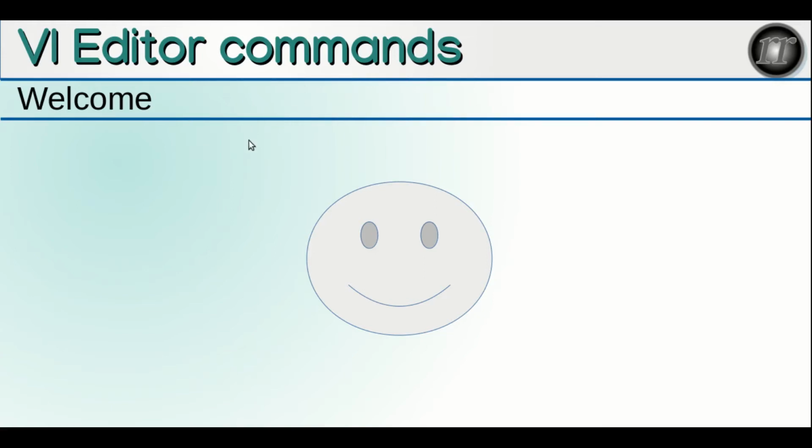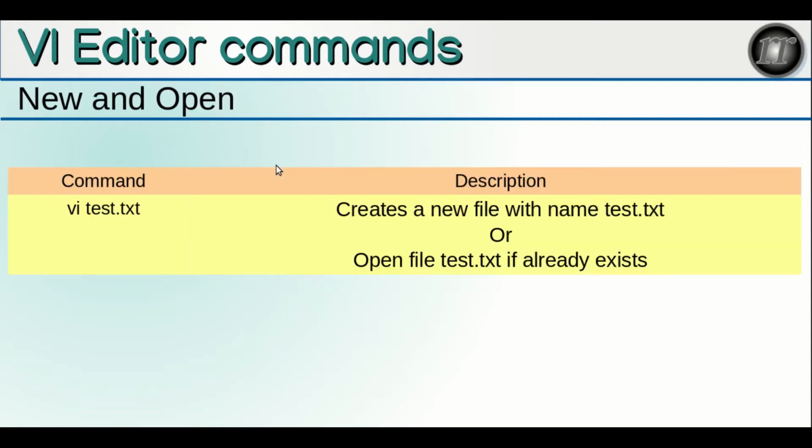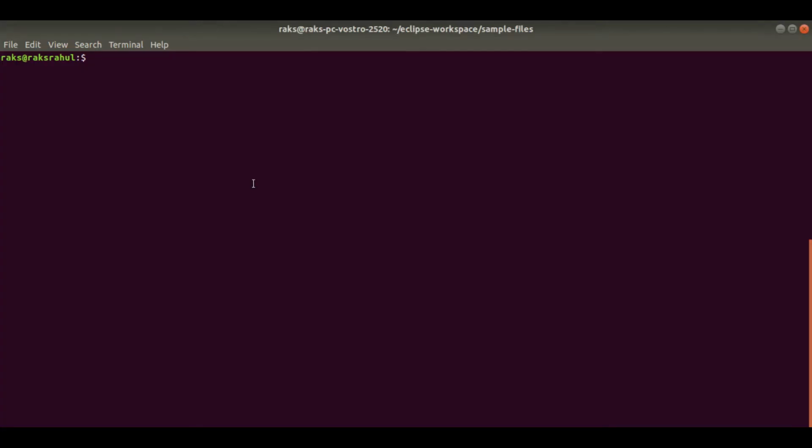Today we will learn vi editor commands. So firstly, if you want to open an existing file or create a new file, we will use this vi filename command. So for the demonstration purpose, let's check this: vi test.txt.